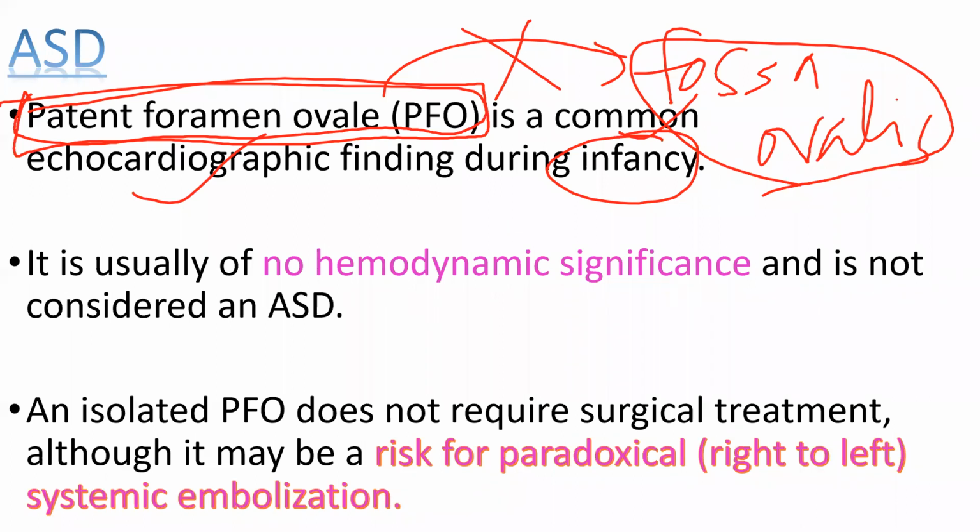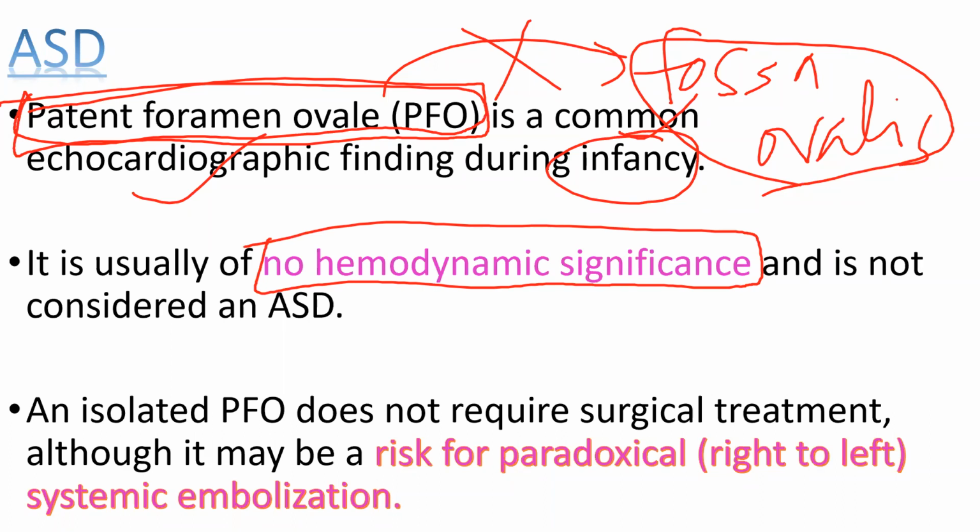But although they have the patent foramen ovale, there is no hemodynamic significance. It is not going to cause any problem. So you can imagine that the majority of children have the patent foramen ovale, but there is no hemodynamic significance. That's why the most standard book of pediatrics, Nelson, very clearly says that the PFO is not regarded as a part of ASD, right?